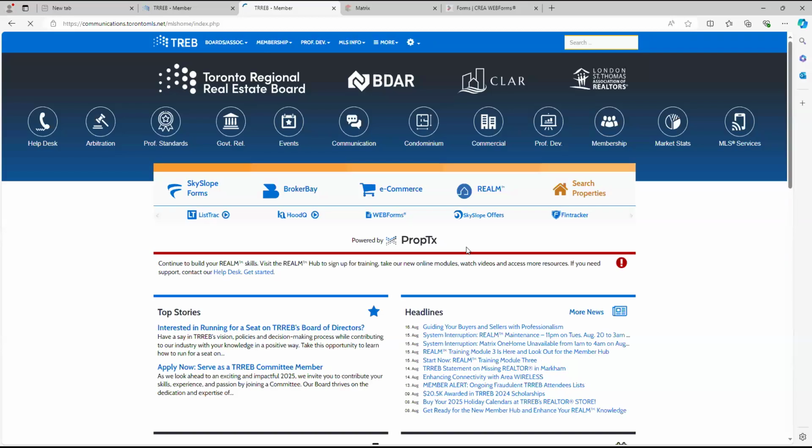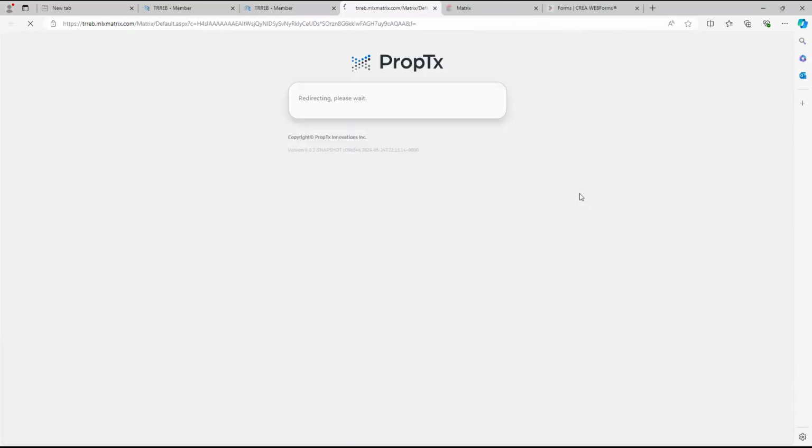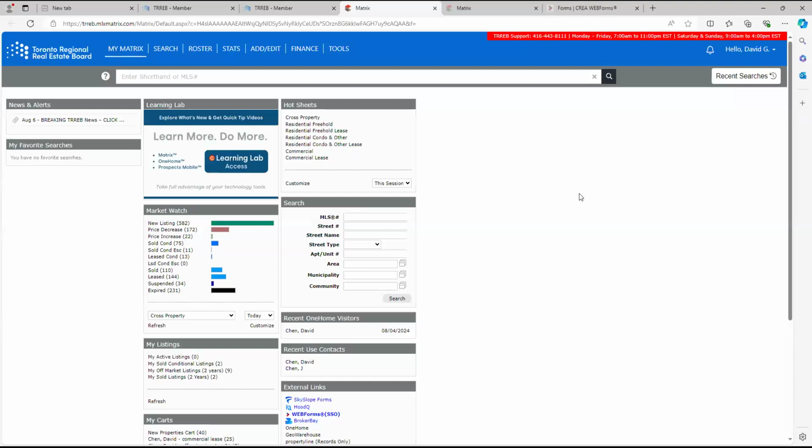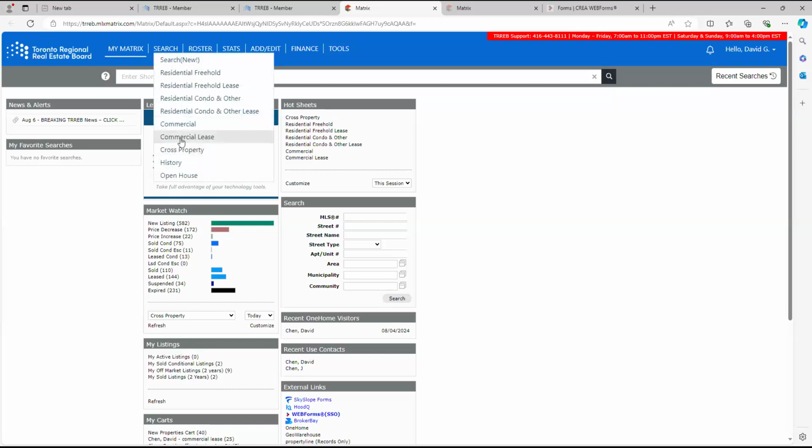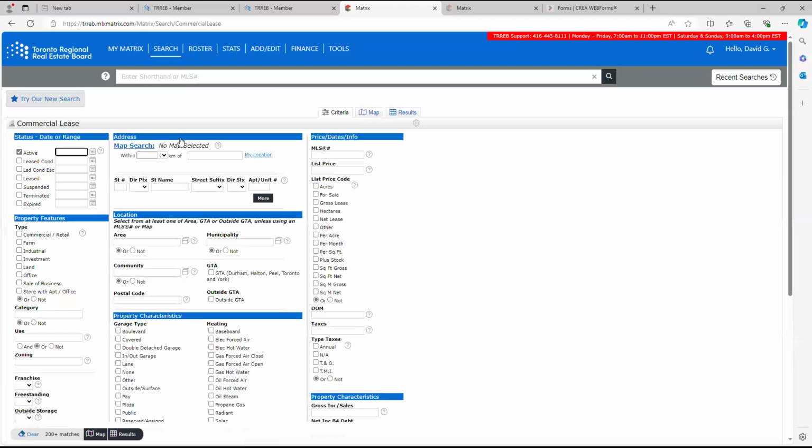So I'm already in here on the MLS. So go to the search button, and because I know people ask for some specific, some basic requirements, I'm going to search commercial lease. Look at here. From here, I got a screen like this. I'm sure if you use Matrix, it will be the same way. If you use Realtor, it will be a little different.